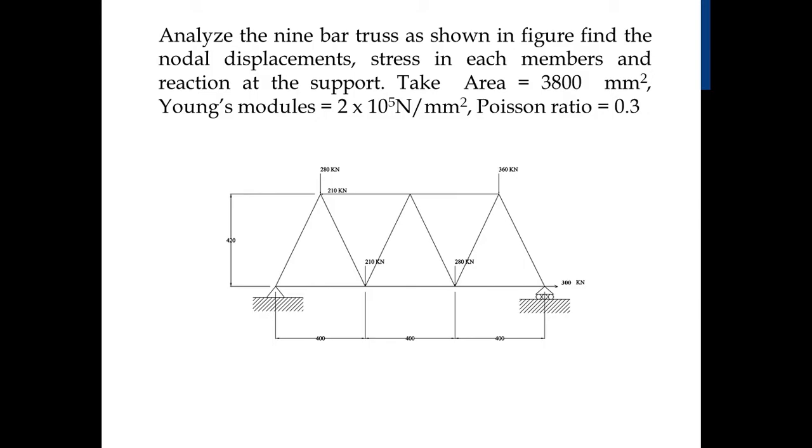For that, Young's modulus is 2 × 10^5 Newton per mm². Poisson's ratio of the steel is 0.3. The area is 3800 mm². The total length of the truss is 1200 mm. The point load is acting on the truss as shown in the figure.